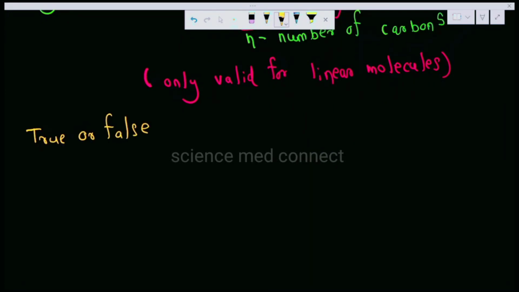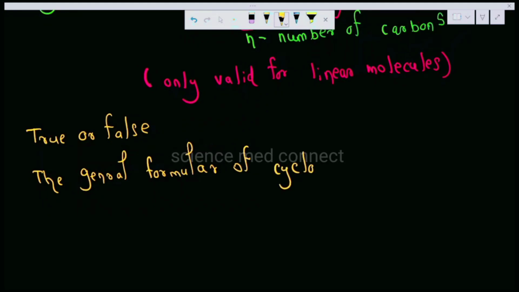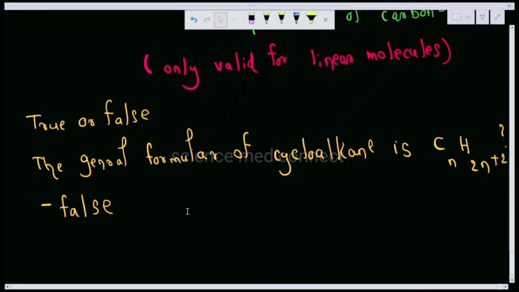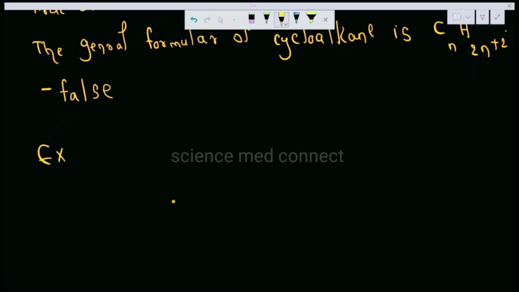Okay, now let's test your understanding. The general formula of cycloalkane is CnH2n plus 2. Is this statement true or false? You know the statement is false because it's only valid with linear alkane molecules.